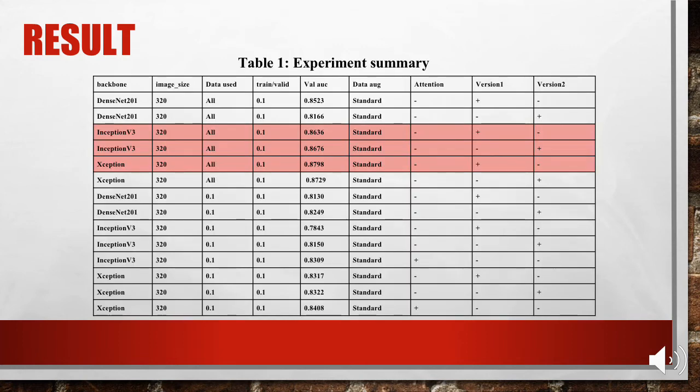Table 1 summarizes all these models we've trained in our final run. We've tried 3 different backbones and used the fixed image size and data augmentation parameters. Some of them are using all data from the dataset and the others using 10% of the data. The train and validation split during training time is always 0.1. And like I mentioned before, we adopted two versions of fully connected layer connection, and in two of the models we used the attention module. These three highlighted models are the ones with the best performance.